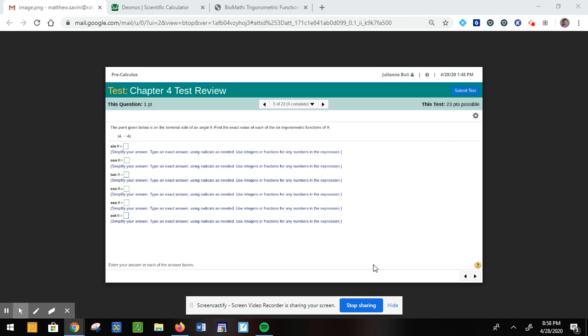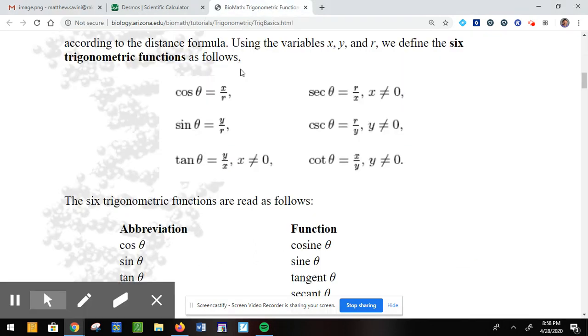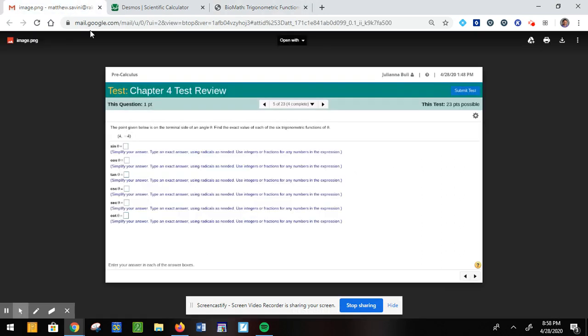So you need to use the trig functions that are based on x and y and r to answer this. Let's switch over and show you those real quick. So basically we're using these 6 formulas to answer all 6 of your questions. The x and y are given in the question. The 4 is x, -4 is y. So let's write that up there real quick, bigger.